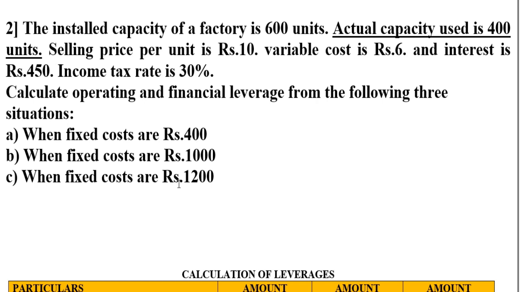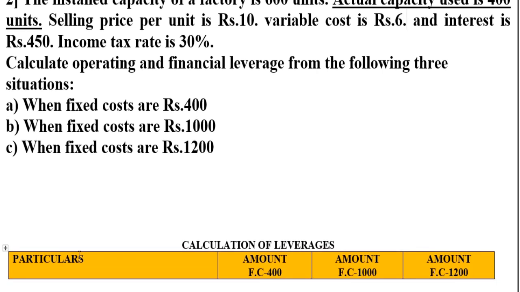So you have to prepare an income statement first under three different situations. Then you have to calculate leverages. So let us prepare an income statement, where the first column will be particulars, and fixed cost is 400 in situation A, and fixed cost in situation B is 1000. The fixed cost is 1200 in situation C.